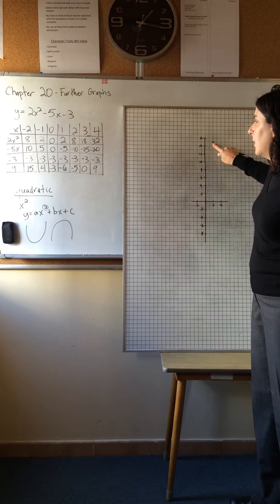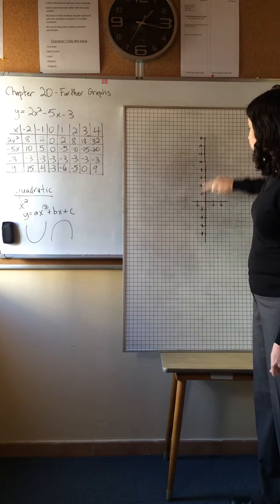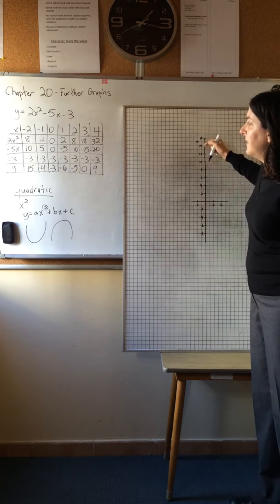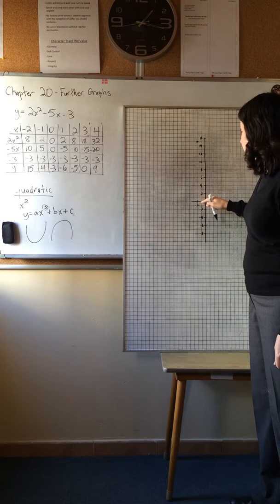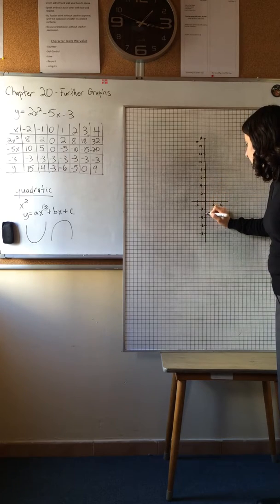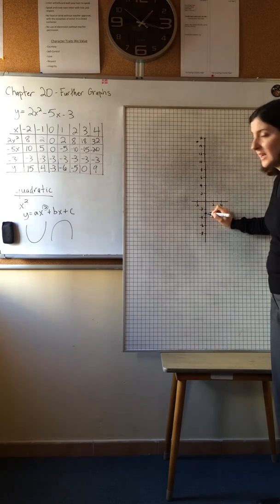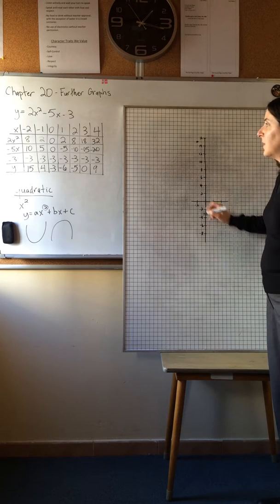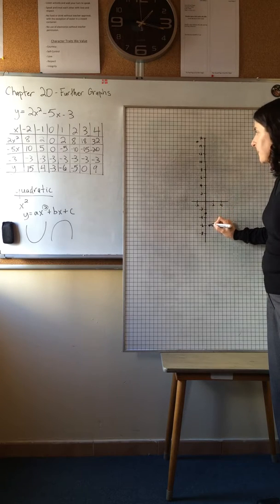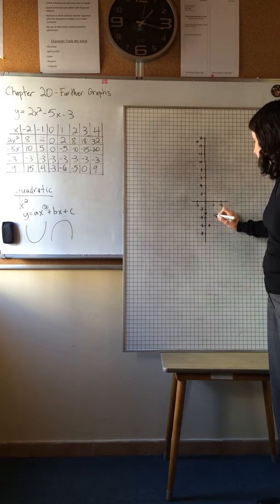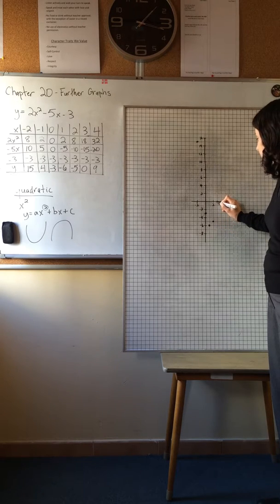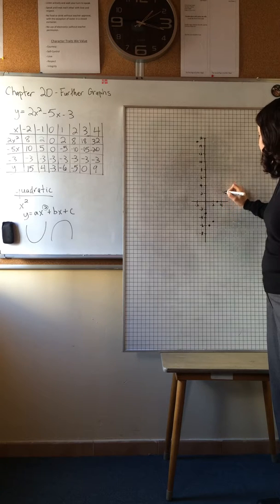The next one is negative 1. I'm sorry, we went the wrong way. Negative 2, 15 is on this side. Then we have negative 1, so we have left 1, 4. So that's going to be right on top of my 4 actually. 0, negative 3. That's going to be our intercept, or y-intercept. We can see here is when x is 0. Then we have 1, negative 6. 2, negative 5. 3, 0. And 4, 9.